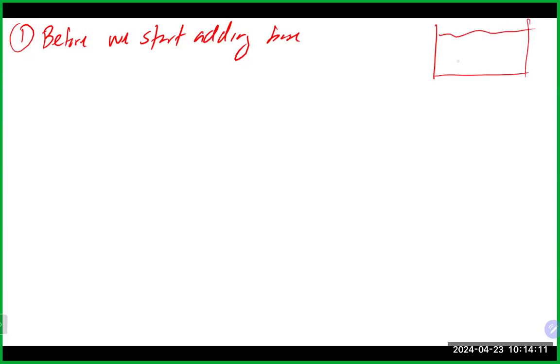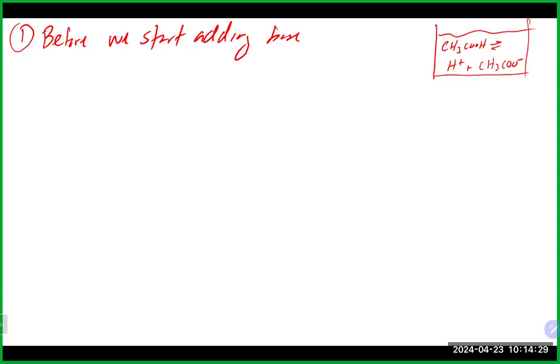So before we start adding base, in this case, we pretty much have acetic acid in our beaker. And because acetic acid is a weak acid, it will break apart into H plus and a little bit of acetate floating around, right?